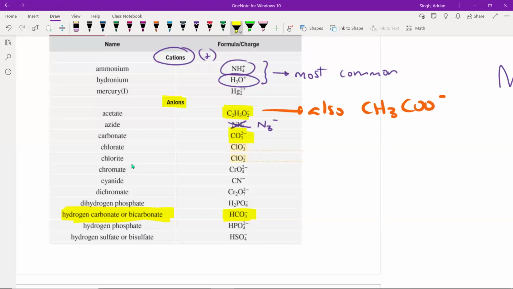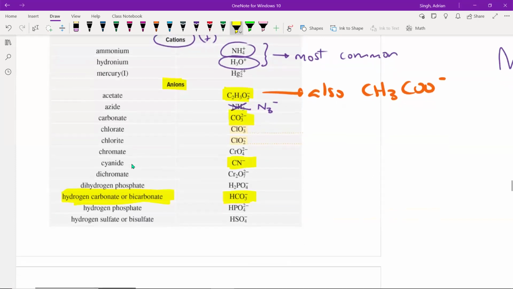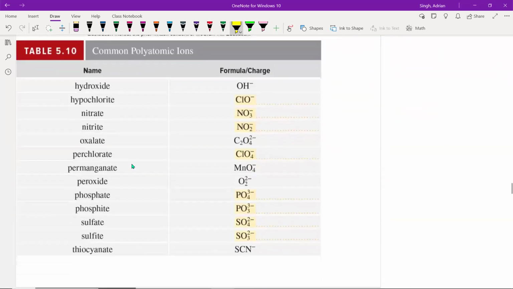Some other ones. We have cyanide that we need to know. Let me jump down here, and we'll come back to some of the others on top. Hydroxide, OH minus, which you talked about. We have nitrate, NO3 with a minus charge. We have nitrite, NO2 with a minus charge.